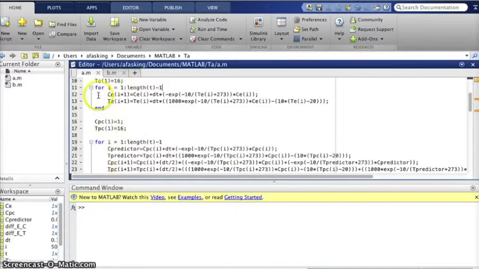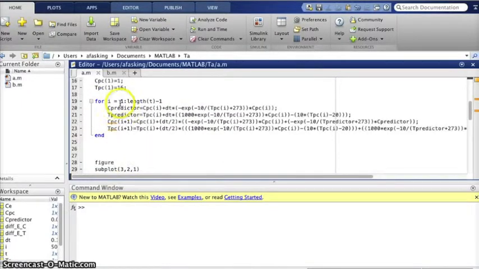So next, when we wanted to move on to the predictor-corrector method, we had to set our initial CPC, which is concentration predictor-corrector method. Initial is equal to 1, and then the TPC of 1 is equal to 16. So we did another for loop, where i ranges from 1 to the length of t minus 1. And so first we did the same Euler method that we had above here to find what our C predictor value was.